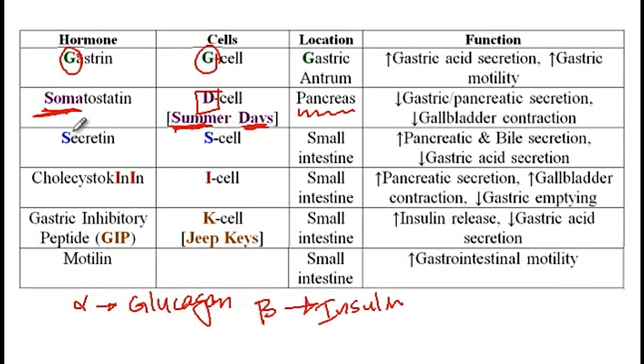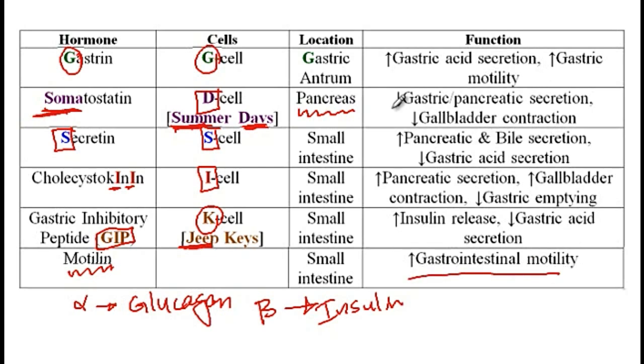The next hormone is secretin, which is being produced by the S cells. Cholecystokinin, the way I remember it is that there are two I's there, so cholecystokinin is associated with the production by the I cells. Gastric inhibitory peptide, or GIP, the mnemonic that I have for you is GIP-Keys. So GIP goes for GIP, and then Keys goes for the K cells that produce gastric inhibitory peptide. And then finally motilin, which increases the gastric motility of the GI tract.